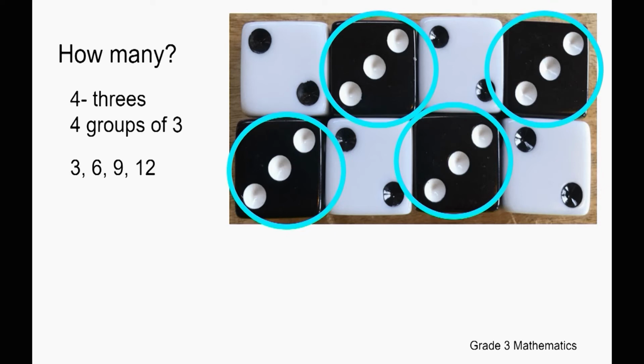Well, we know there are 4 3s, or 4 groups of 3. You might have counted by 3s like this: 3, 6, 9, 12, to get to 12 dots total. Or you might have thought of this as repeated addition. 3 plus 3 plus 3 plus 3 also gives us 12. Maybe you thought about 3 plus 3 is 6, and another 3 plus 3 is 6, and then 6 plus 6 to get to 12.